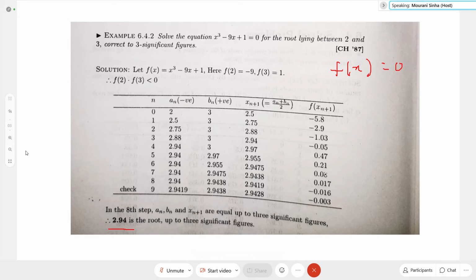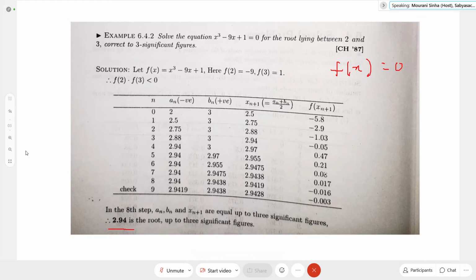Yes, ma'am. Suppose at a certain value of a and b we get xn plus 1, and if we put that xn plus 1 in the function, we get 0. Then yes, it's over. Nothing more to do. That's the root of that equation. That means that value satisfies the equation, isn't it? So there are no further steps required. That itself becomes the root of the equation and the work is over. Have you got it?